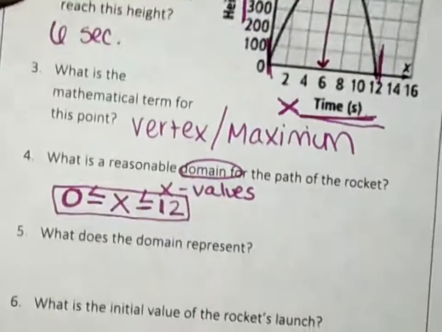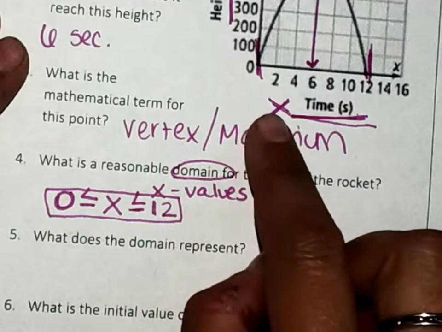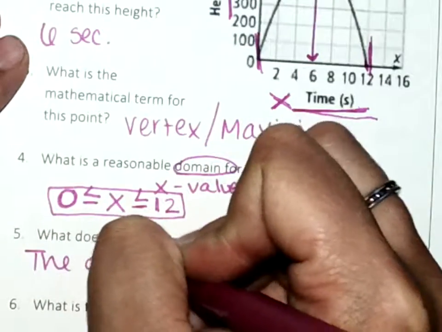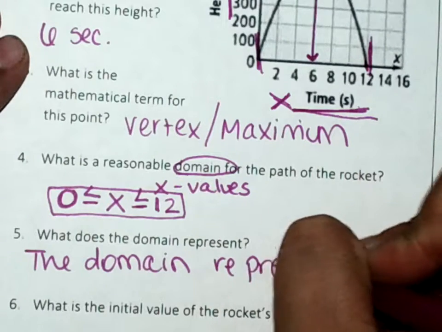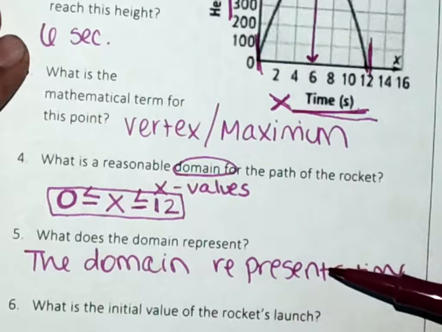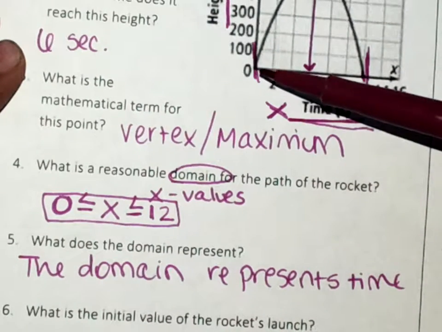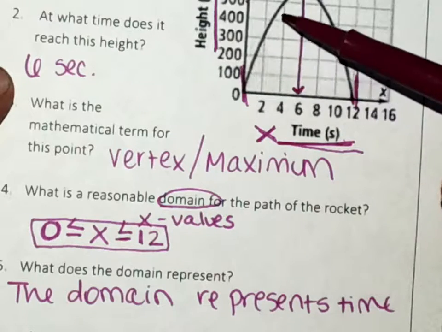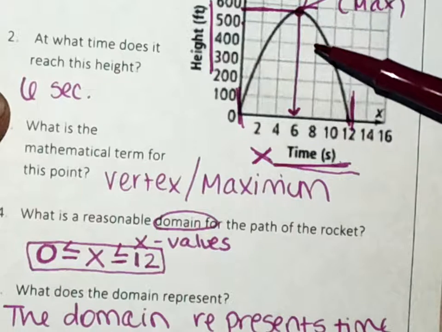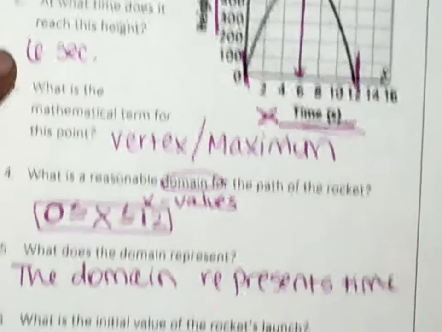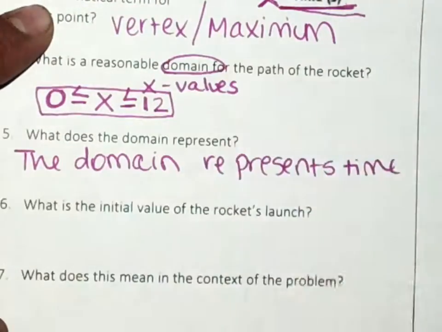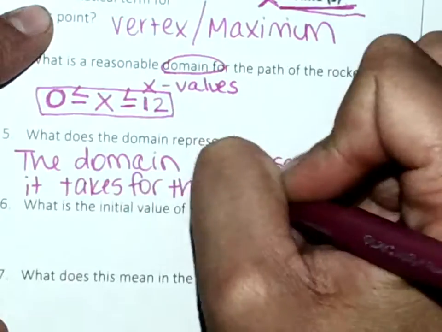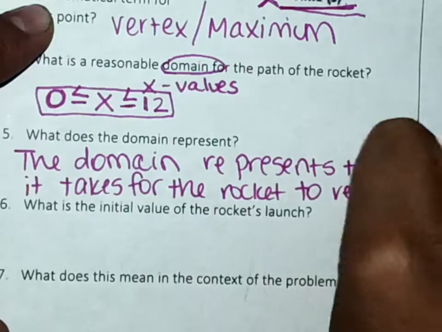The domain represents time. Again, domain means x values. Our x values are time. So in question number 5, we're going to say the domain represents time. And if we want to relate this to our word problem, it represents the time it takes for the rocket to be launched to then come back down and hit the ground. So from 0 seconds when it's initially launched, it takes 6 seconds to get to its highest point, and then another 6 seconds to get back to the ground, which puts us at 12. So the domain represents the time it takes for the rocket to return to the ground.